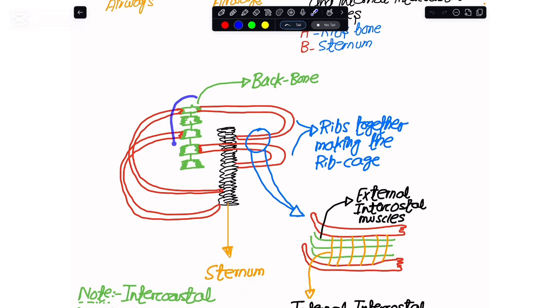And at the back of your body, you have the vertebral column, or the backbone. The ribs at the back are joined to the backbone, and at the front, they are joined to this middle bone, which is the sternum. When these ribs are collectively called, they are referred to as the rib cage.